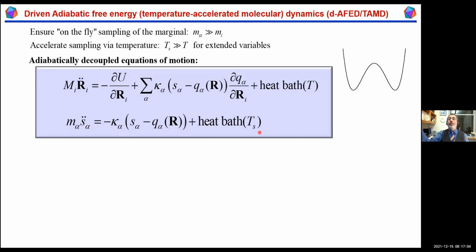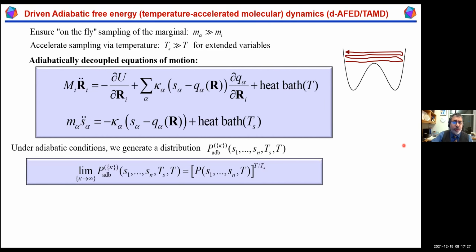So let's imagine this is your rough energy landscape and you're going from this basin to this basin. What these equations of motion do is they allow you to cross the barrier easily. So you're sweeping over your free energy landscape. And as you move around it, you're generating more and more information about the free energy surface.